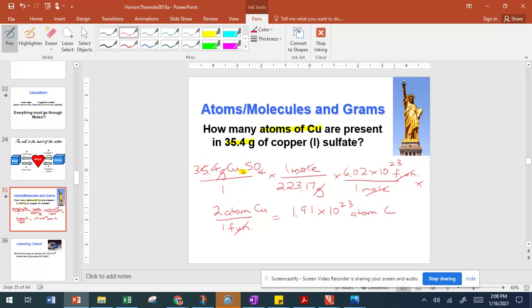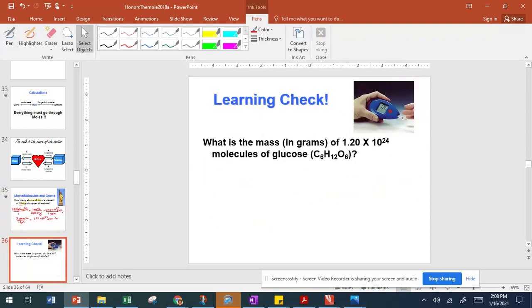And you notice here I've rounded that to 3 significant figures because this number here has 3 significant figures. So that is my final answer. Now we're going to do one going in the opposite direction. We're going to go from particles to grams. So if we look at the next one, we're given 1.20 times 10 to the 24th molecules, and we're asked to find what is the mass.